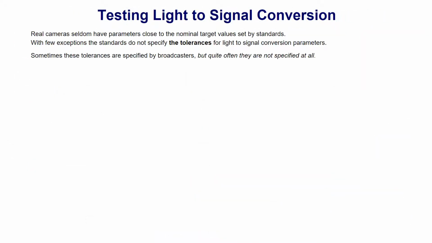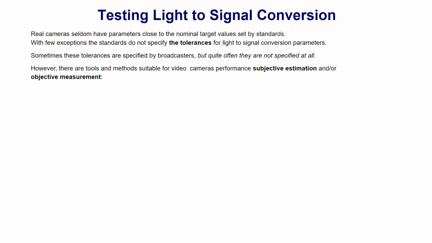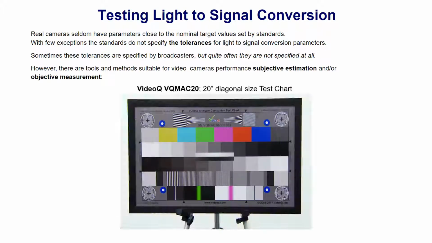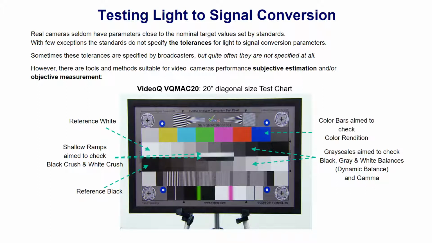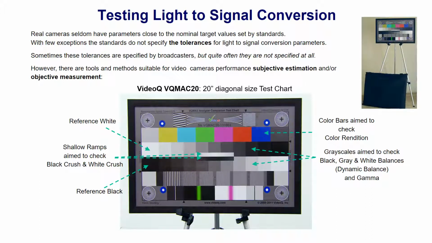Cameras seldom meet parameters very close to the nominal target values set by standards. With few exceptions, the standards don't specify tolerances for light to signal conversion parameters. However, there are tools and methods suitable for a video camera's performance in subjective estimation and objective measurement. VideoQ presents here some of these tools.